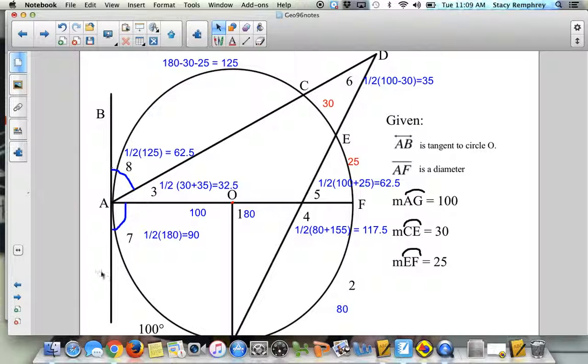Angle 7, there's a couple ways to do this one. This is actually a radius and a tangent, so you should have known it was 90. But you can also look at the intercepted arc. It goes from the point of tangency at A around to F, so it's half of 180, which is 90.